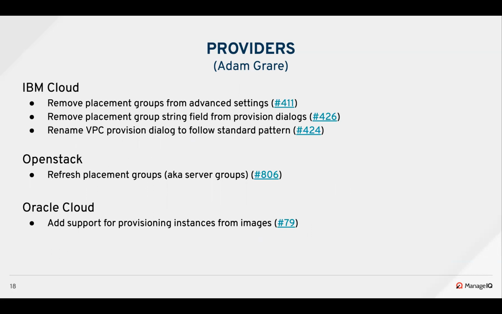For OpenStack, they're refreshing placement groups, which OpenStack calls server groups. And so this will be able to be used by the rest of the OpenStack child providers. So Power VC and IBM CIC will pull this in as well. And for Oracle Cloud, we are now supporting provisioning instances from images.